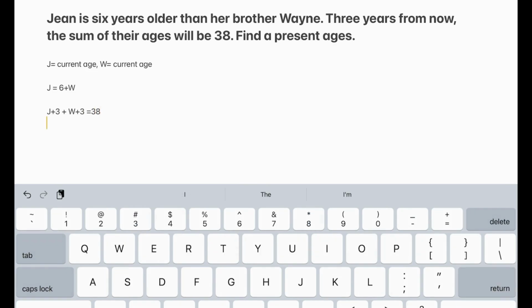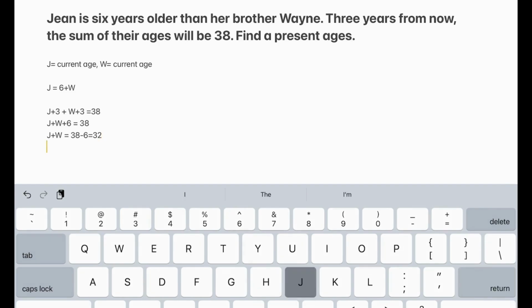38. So then I can say Jean's age plus Wayne's age plus 6, you have to add all the numerics, 6 equals 38. We'll solve more examples of combining like terms. If you get this, the rest should be easy for you guys, right? So how else can I write this? J plus W equals 32. Yeah, I just subtract 6.